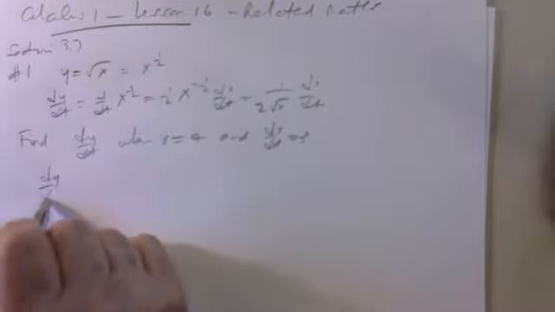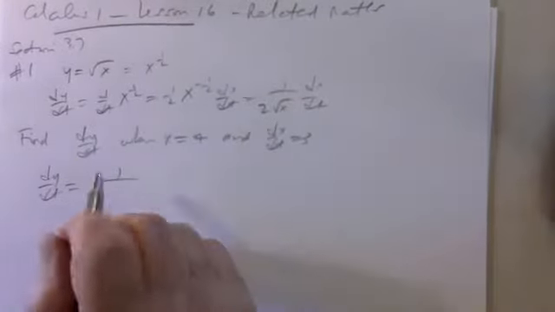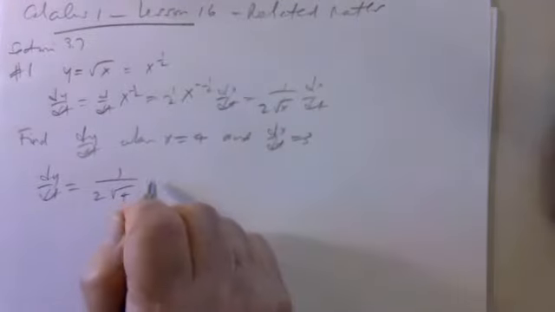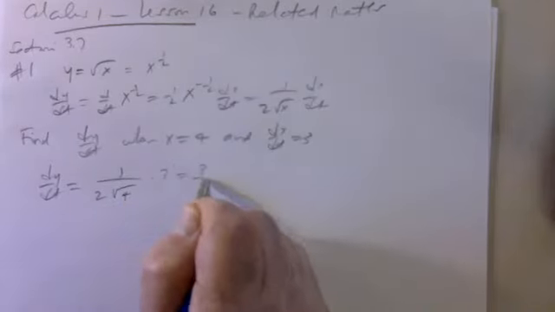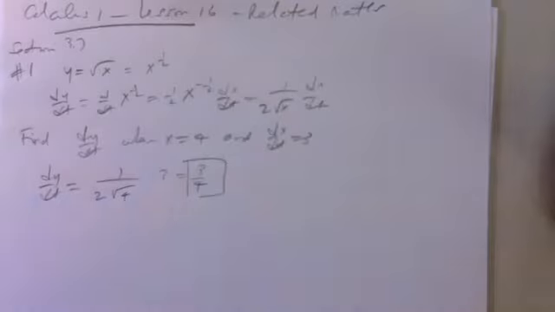So in that case, dy dt is 1 over 2 times the square root of 4, times dx dt, which is 3. The square root of 4 is 2, 2 times 2 is 4. So the answer is 3/4. Are there questions about this? Anything?